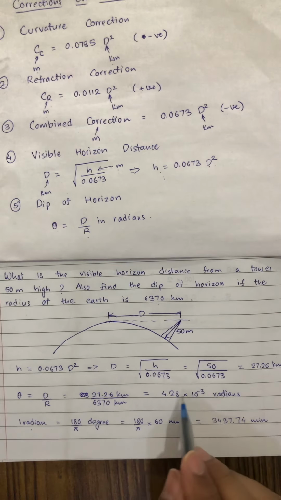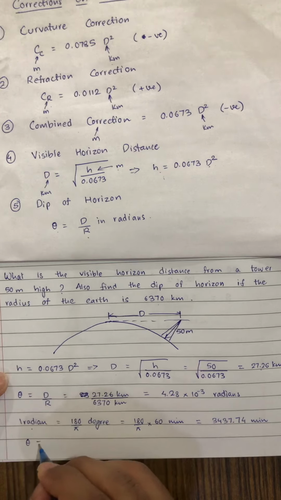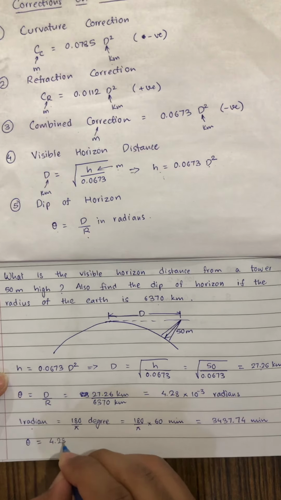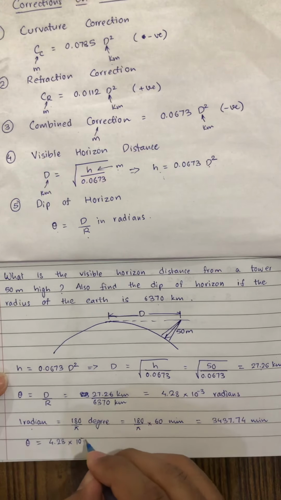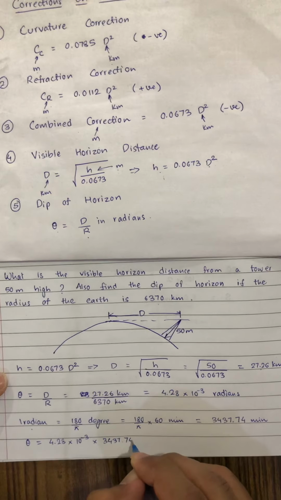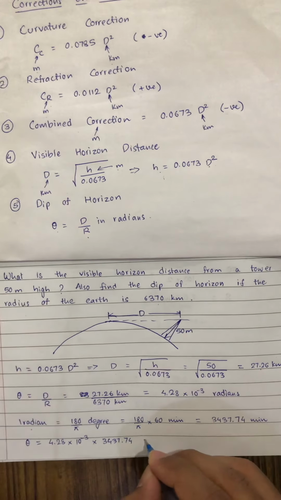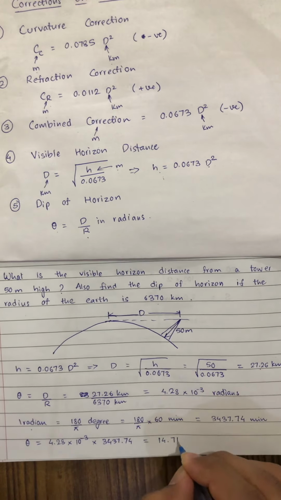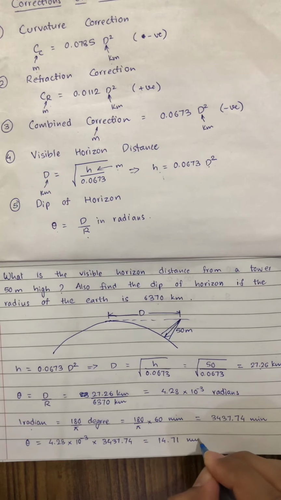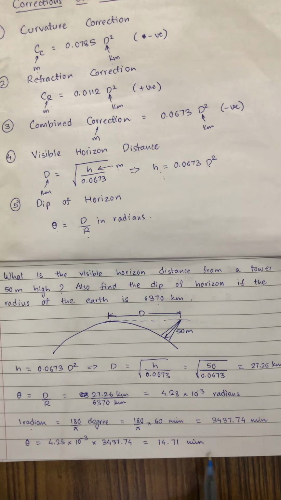If we multiply this value by 3437.74 minutes, theta will be equal to 4.28 into 10 to the power minus 3 into 3437.74. This value, when multiplied, comes out to 14.71 minutes. The dip of the horizon, that is theta, comes out to 14.71 minutes.